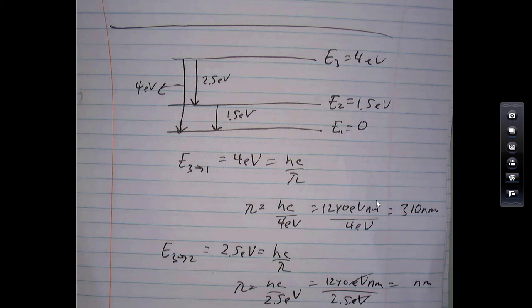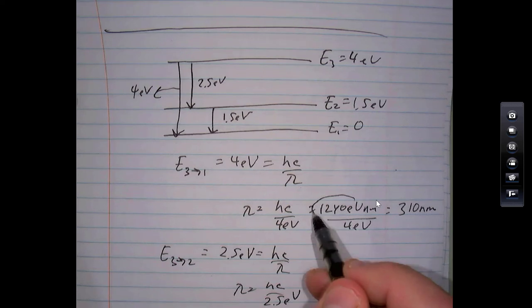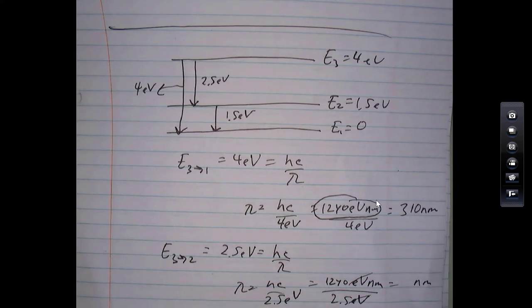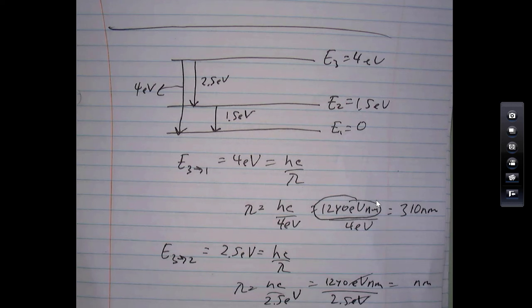Okay, same idea from going from 2 down to 1. And then list all 3 answers with commas separating them. Good, so hopefully you see the nice way of looking at hc. If the answer is in nanometers, it simplifies things a lot. All right, on to the next one.